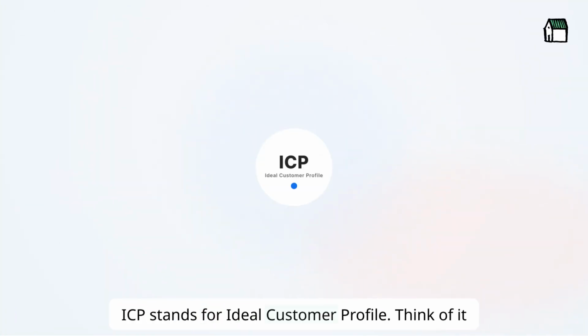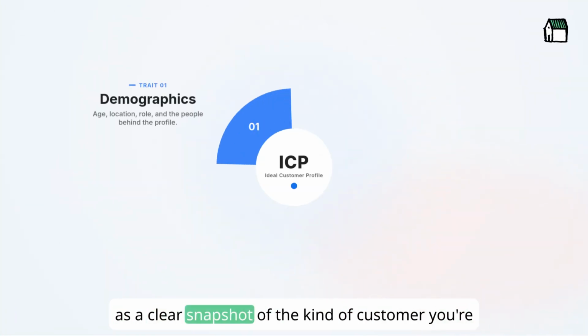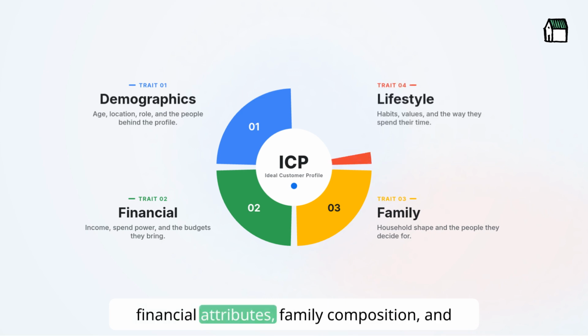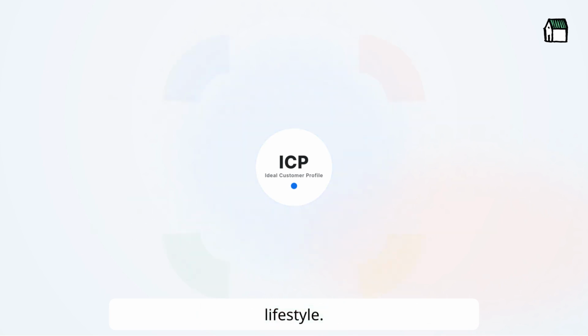ICP stands for Ideal Customer Profile. Think of it as a clear snapshot of the kind of customer you're trying to attract, including traits like demographics, financial attributes, family composition, and lifestyle.